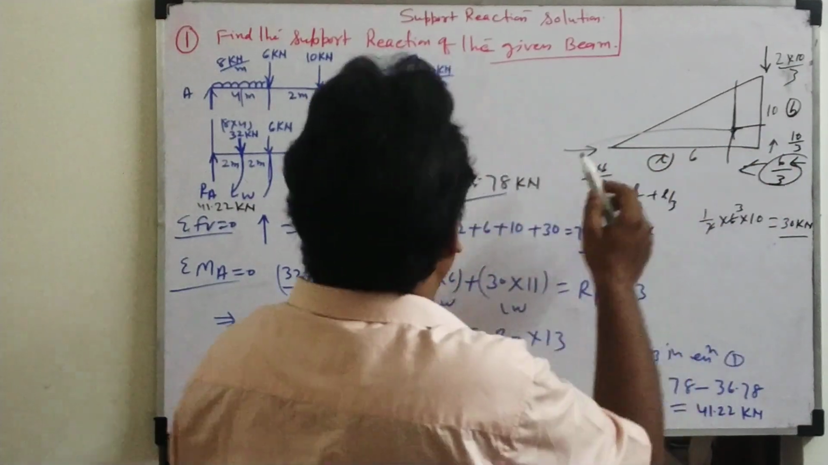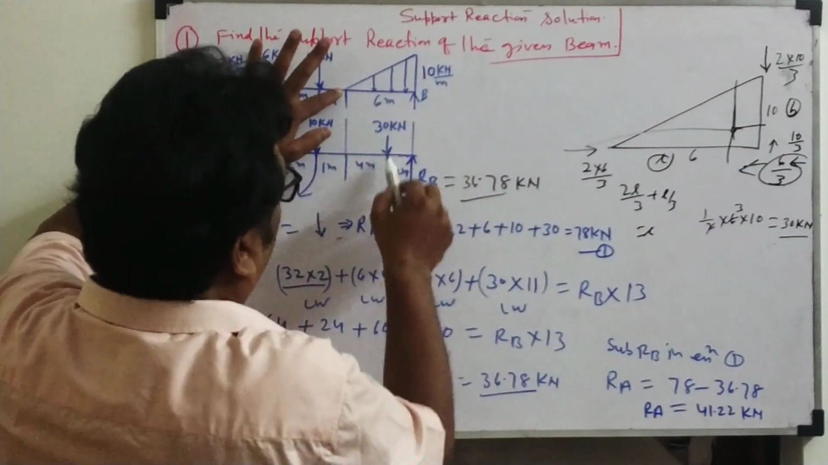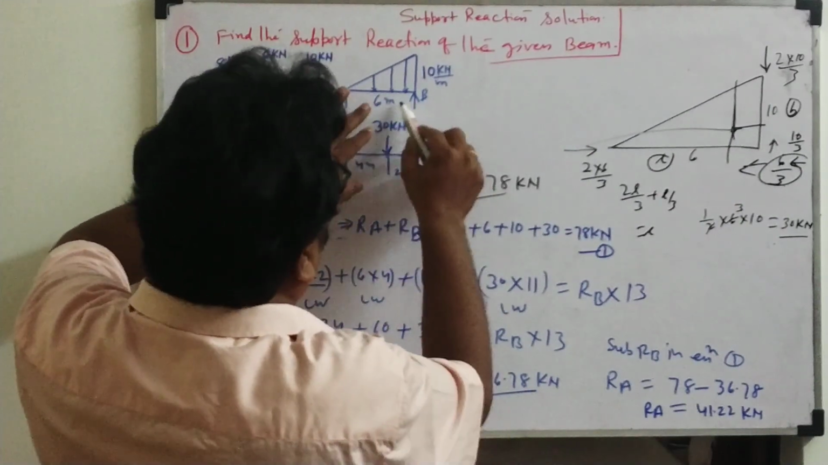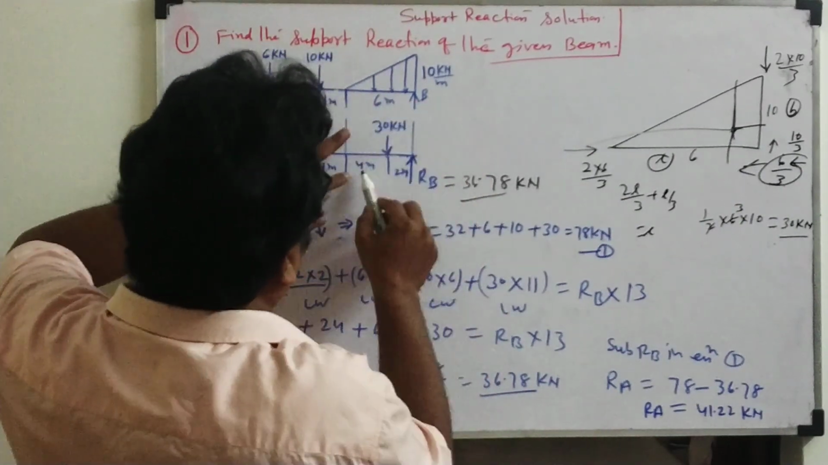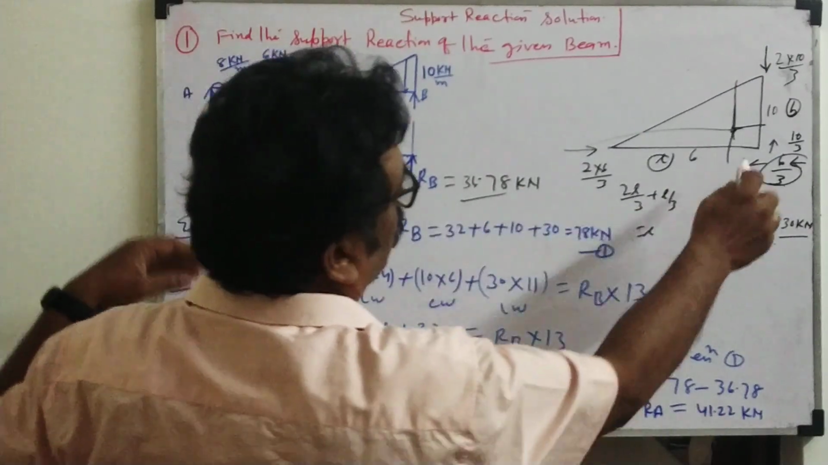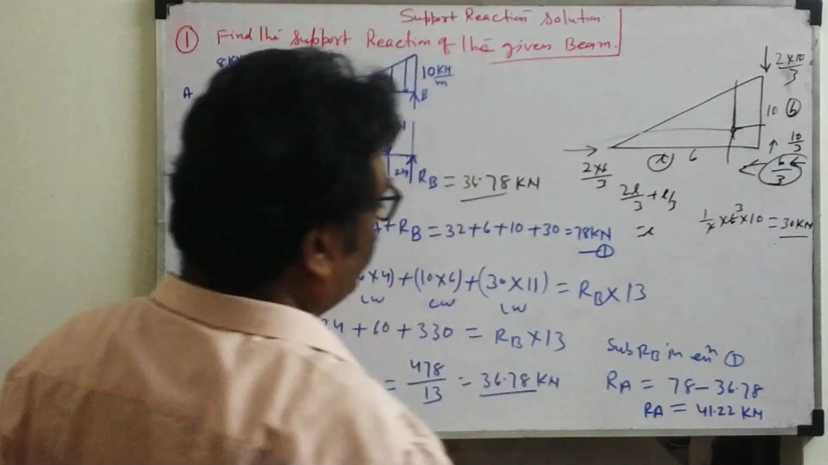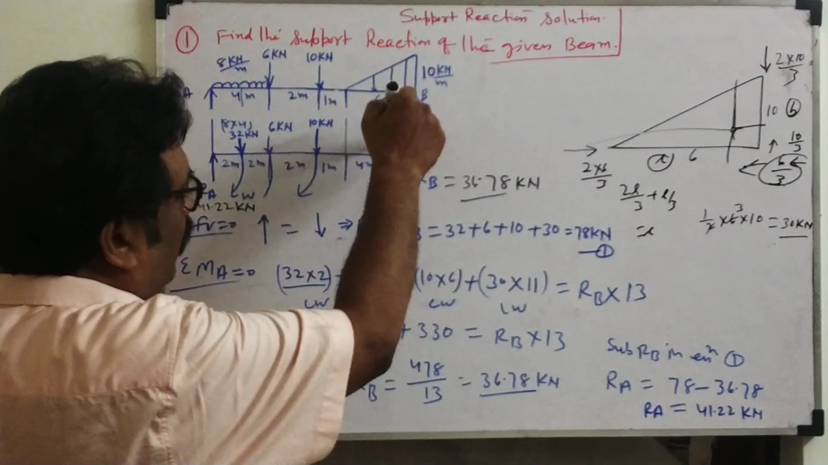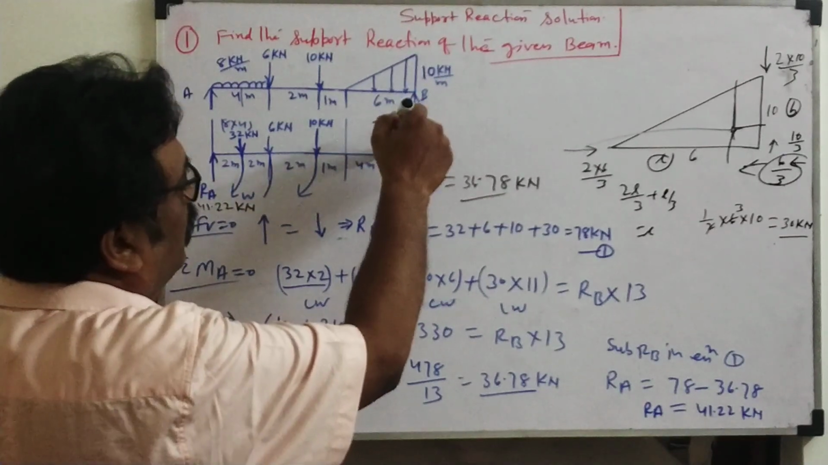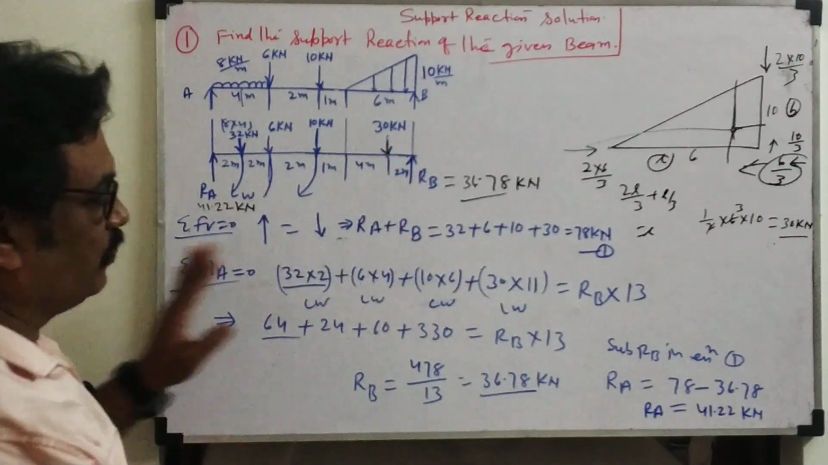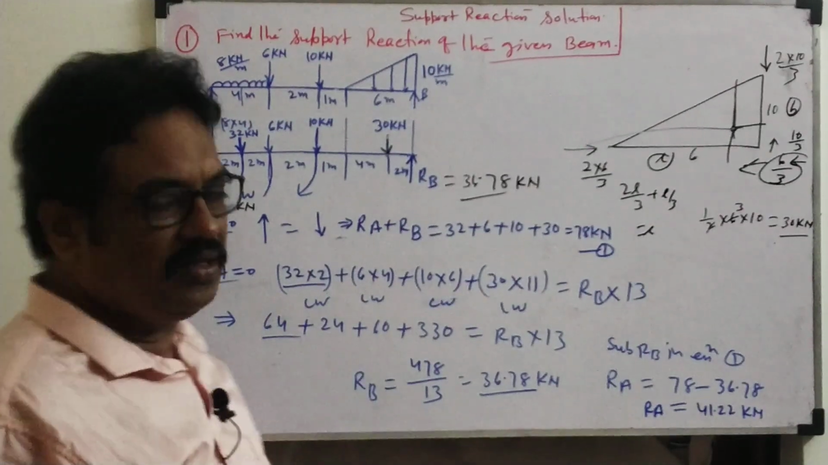So seeing from this side, the center of gravity length is 4 meter. If you see from the other side, it is 6 by 3, and on this side 2 into 6 by 3, so it will be 4. This way you have to remember. Once you know the load and where the load will act for the UVL, that matter is over. Convert it into a point load and solve these questions. Okay students, thank you.